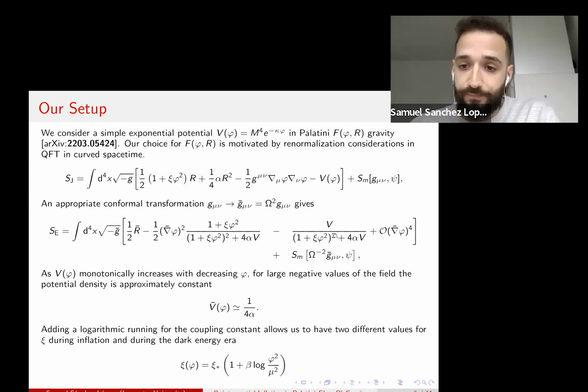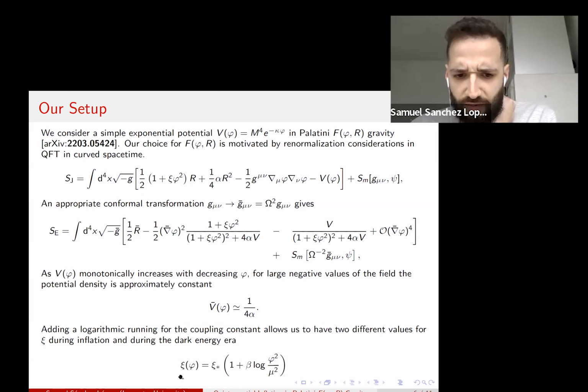And why is this nice? Because if the potential is a monotonically increasing function with the field, as is the case for very large negative values, this term becomes much larger than this other term in the denominator. So both potentials cancel out, and the overall potential is just a constant. And this is what gives rise to the plateau that I said before in the beginning of my talk is observationally favored. So this is the reason why inflation works now.